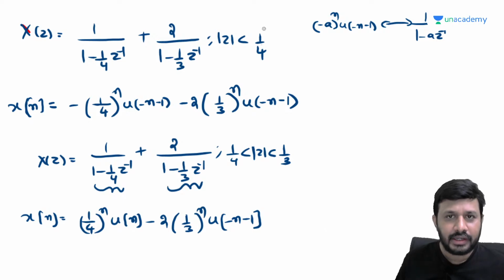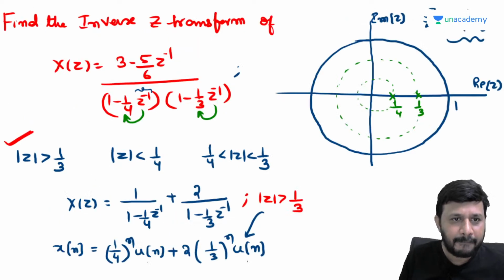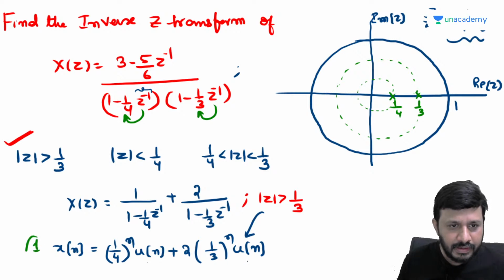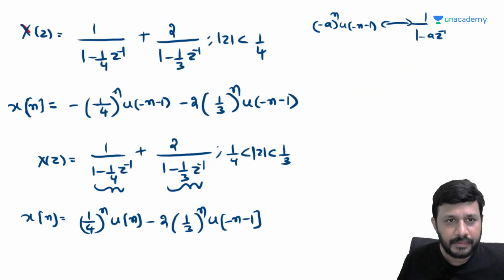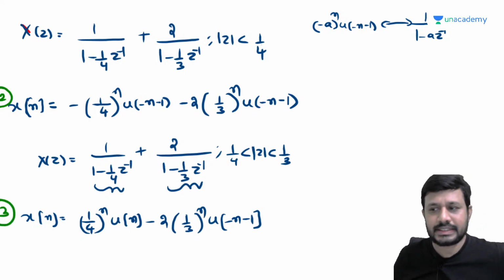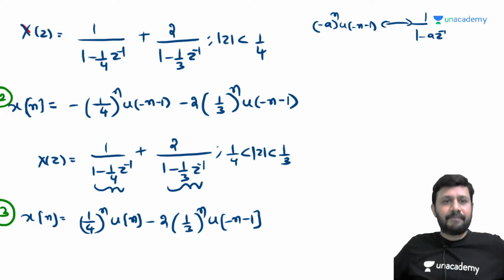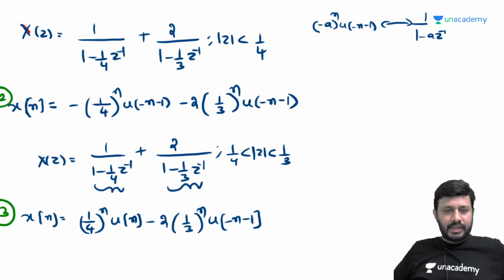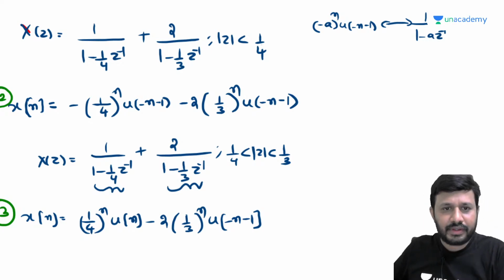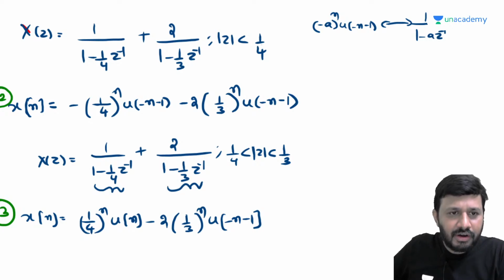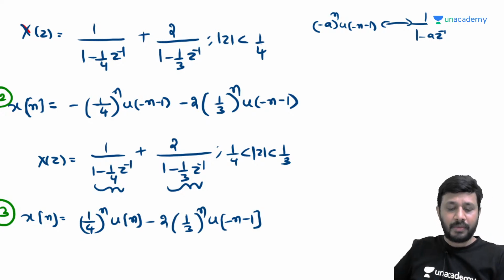Now look here, I got 3 answers. First answer, second answer, third answer. First one, second one, third one. Now my question is, among the three inverse transforms I calculated, which of the three signals are absolutely summable? How many are absolutely summable?